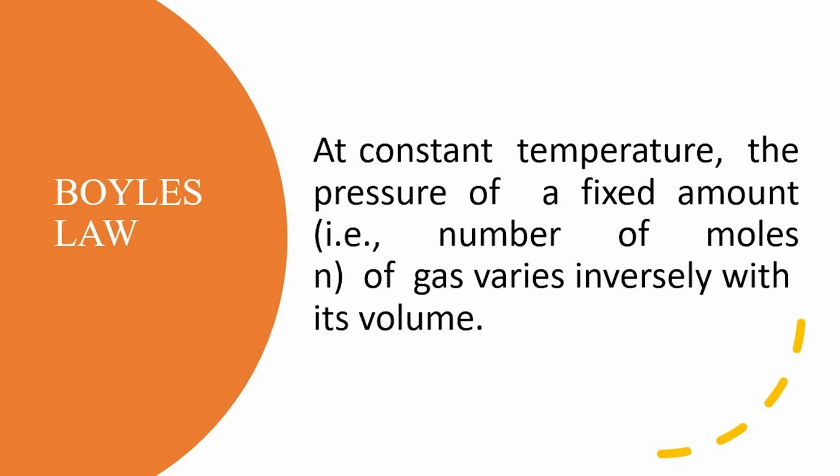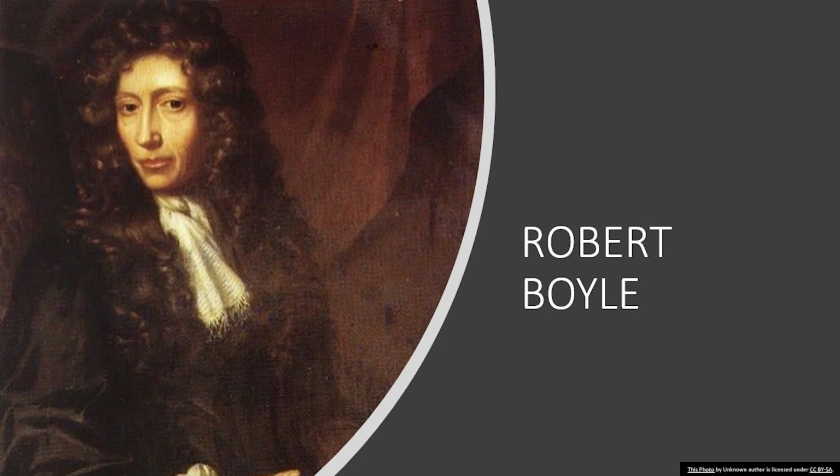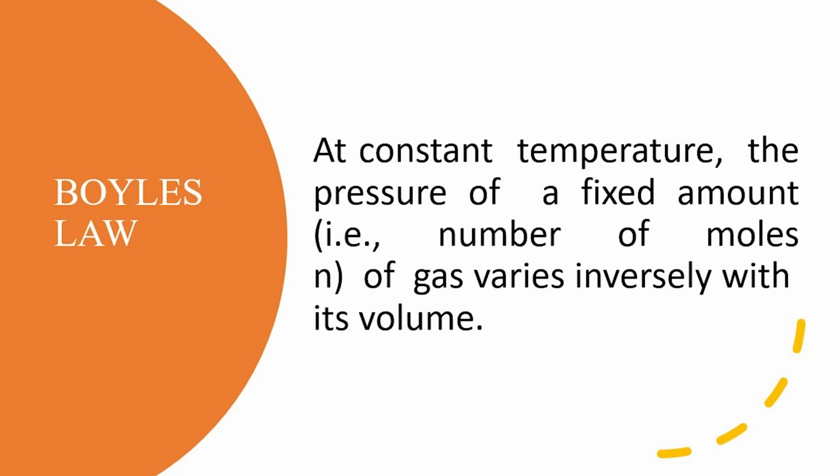At constant temperature, the pressure of a fixed amount of gas varies inversely with its volume. The scientist who made this first reliable measurement of the properties of gases is an Anglo-Irish scientist named Robert Boyle, and the relationship was formulated in 1662. The relationship between pressure and volume at constant temperature is called Boyle's law. So we can state Boyle's law as: at constant temperature the pressure of a fixed amount of gas varies inversely with its volume. Now we can represent Boyle's law mathematically.